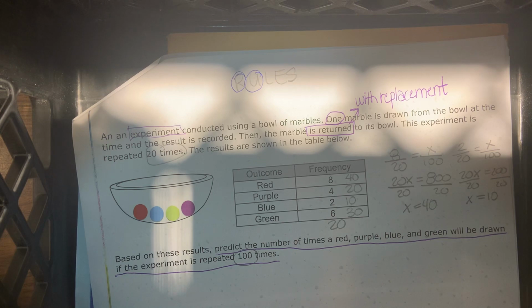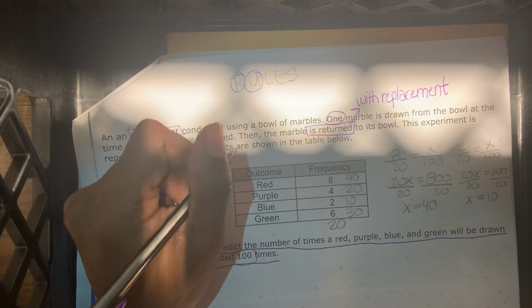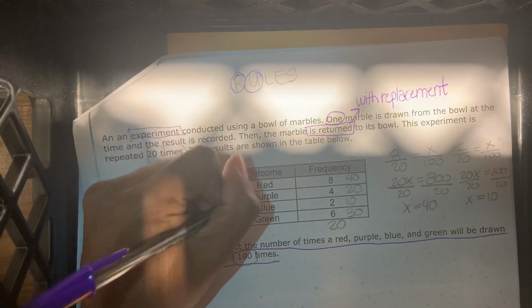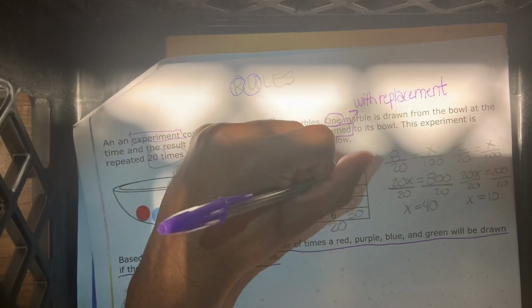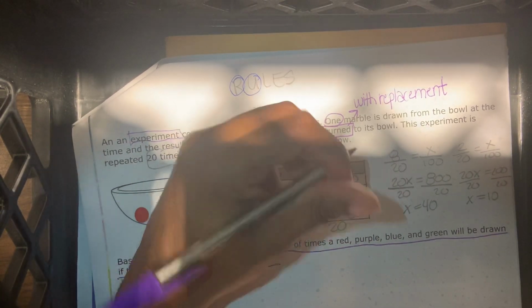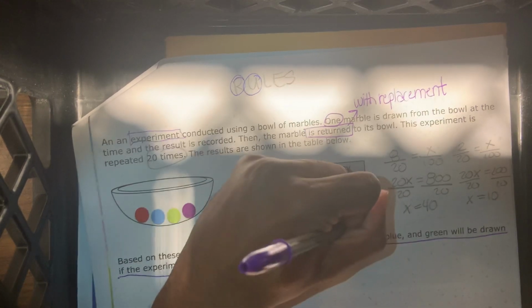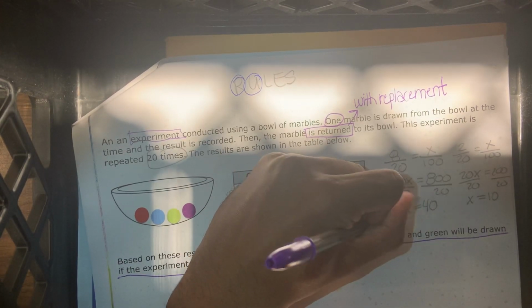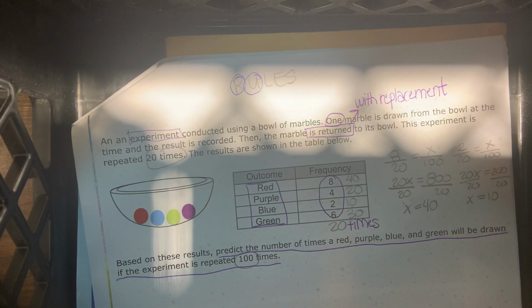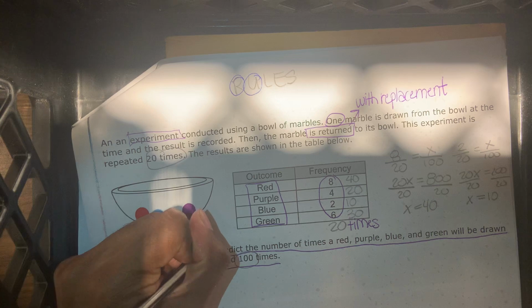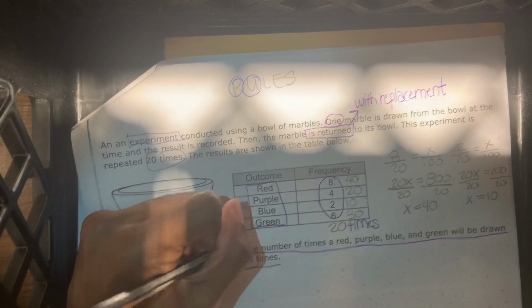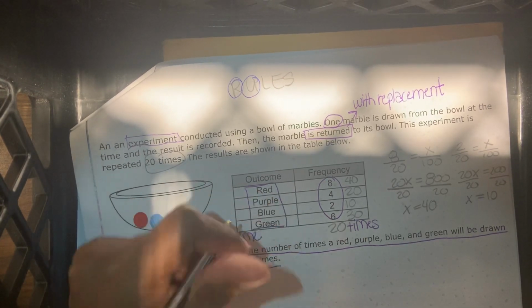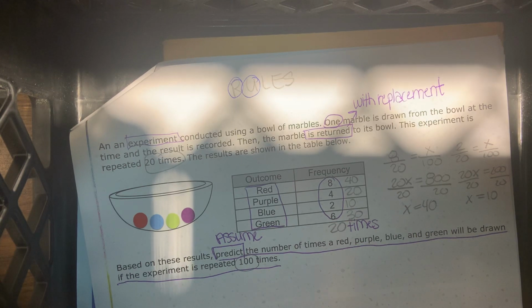This experiment is repeated 20 times. The results are shown in the table below. So these are all the possible types of marbles that could be drawn, and these are the frequencies when it's done 20 times. But based on these results, predict, this is another one of our vocabulary words. Predict or assume. So we can make an assumption based on the previous data, the number of times a red, purple, blue, and green will be drawn if the experiment is repeated 100 times.